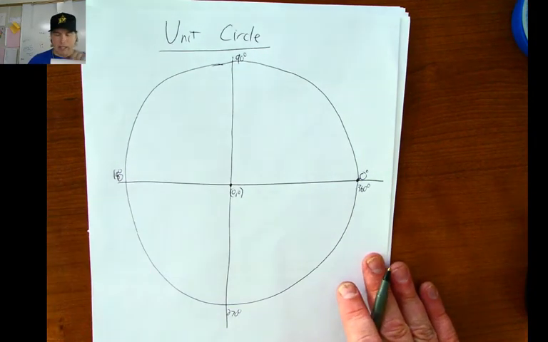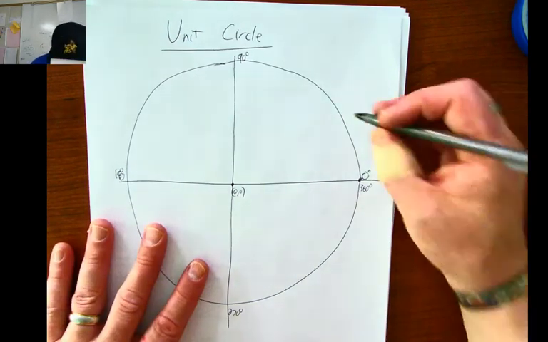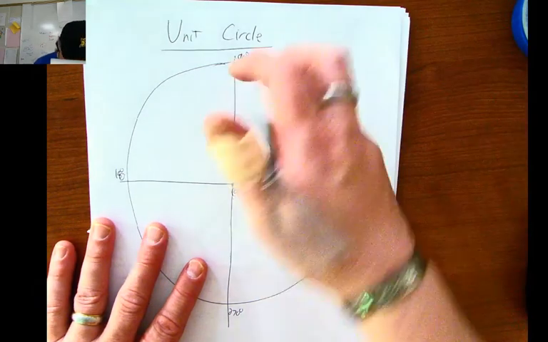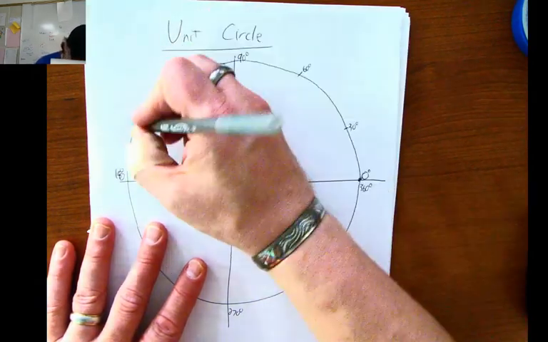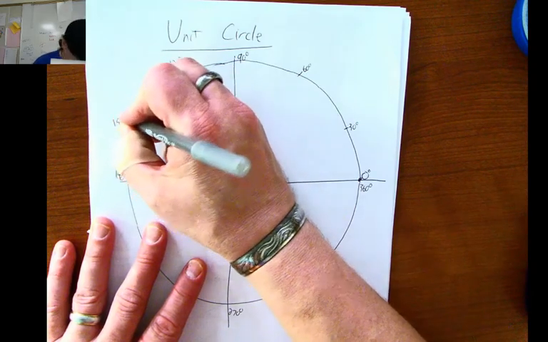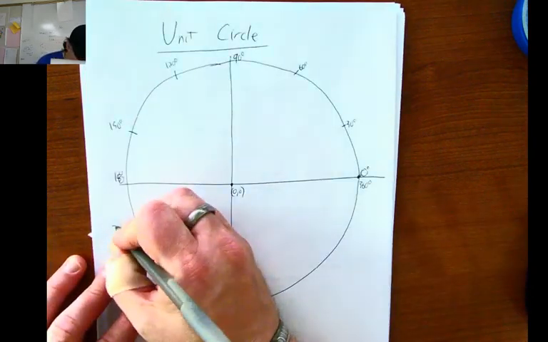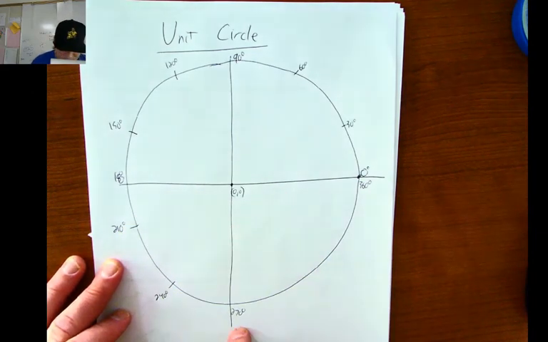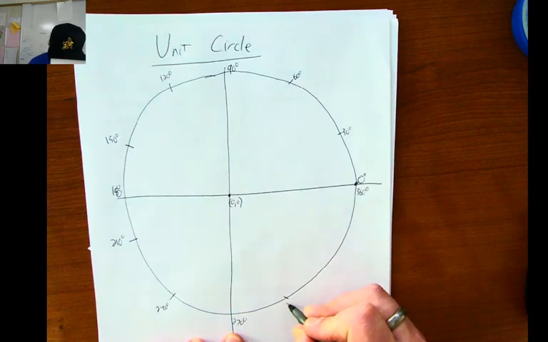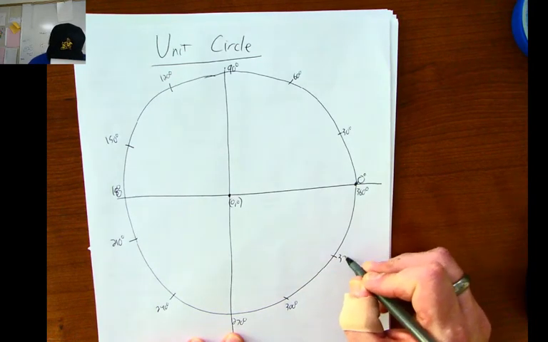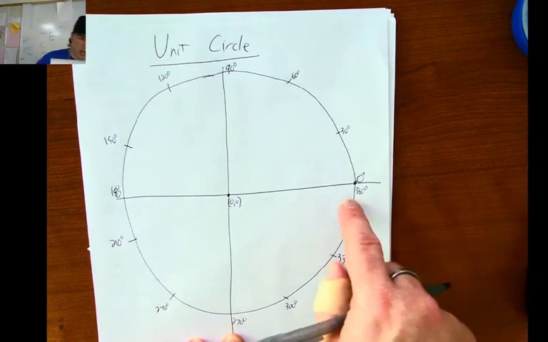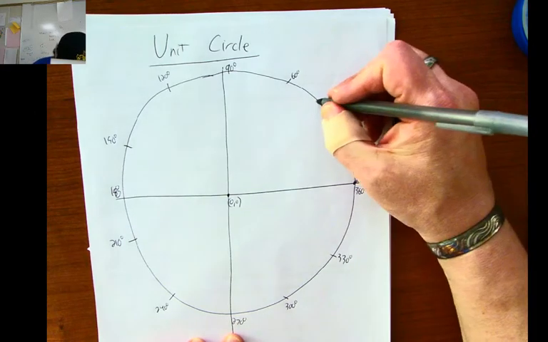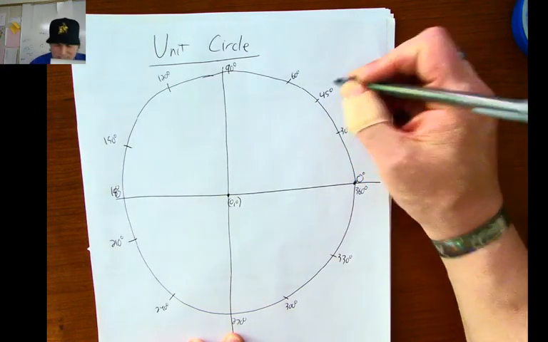Then I go around the circle again, but I mark up every 30 degrees. So I have 30 degrees, 60 degrees, 90 degrees, 120 degrees, 150 degrees, 180 degrees, 210 degrees, 240 degrees, 270 degrees, 300 degrees, 330 degrees, 360 degrees. So one time around, going every 30, then go around one more time, this time marking up every 45.